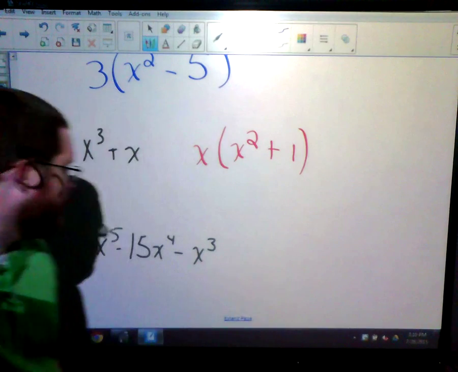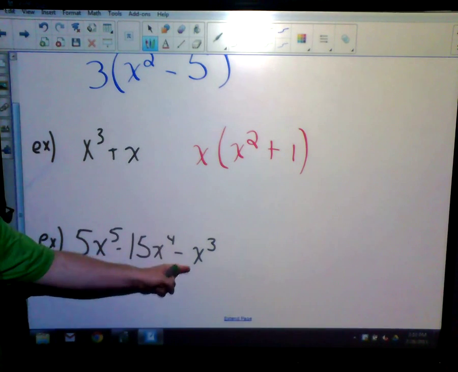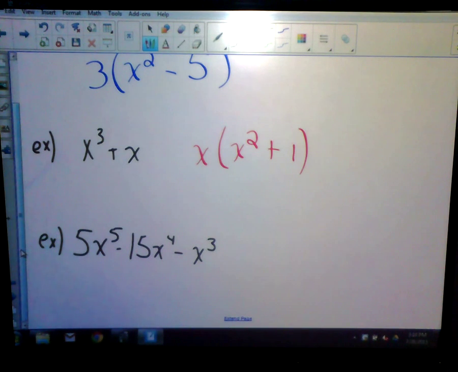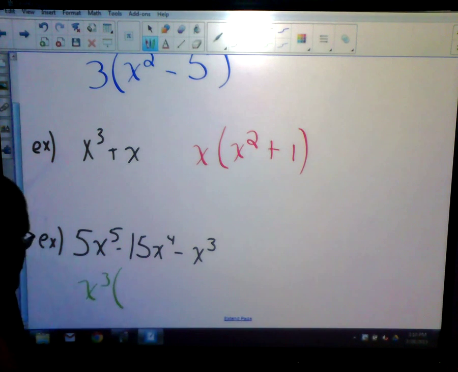Down here, there's no number in common. 5 and 15 are in common, but this one doesn't have a number. So I have to look at the x's. How many x's do all of them have at least? They all have at least 3.